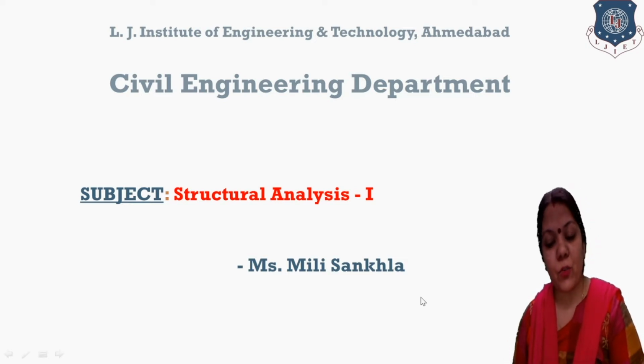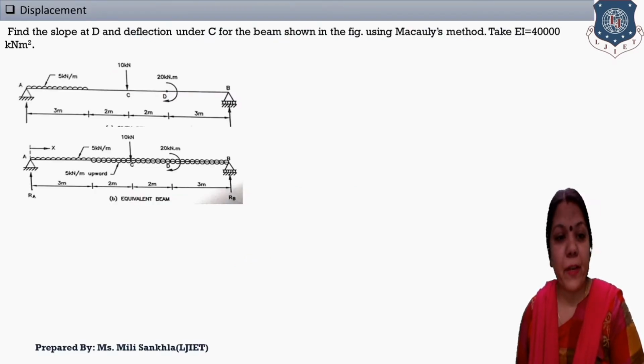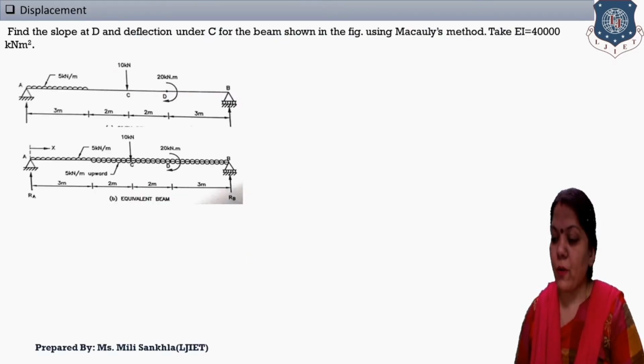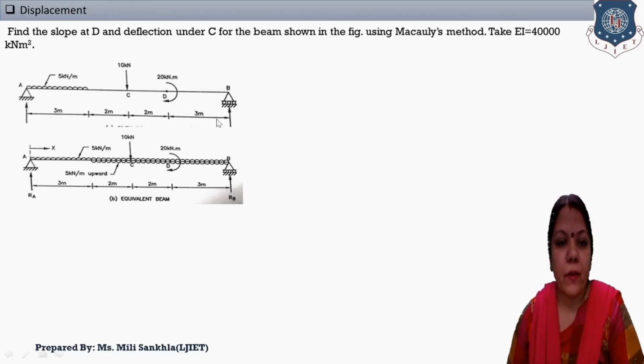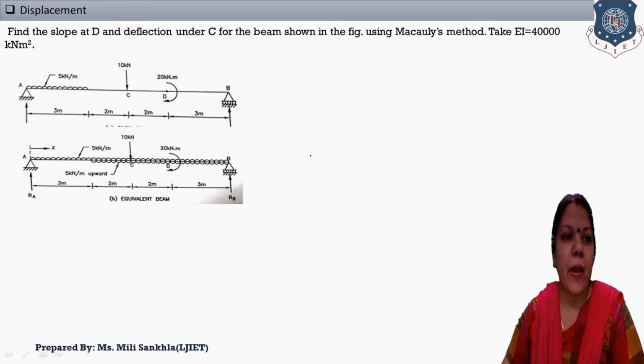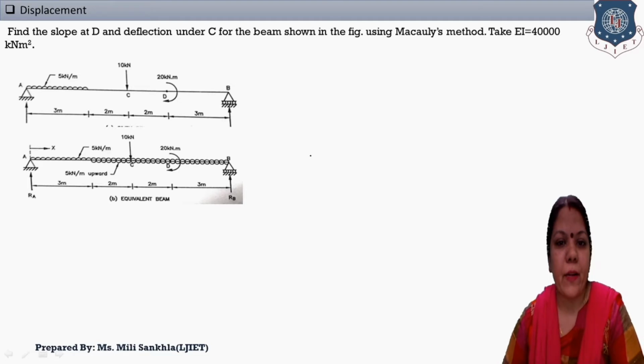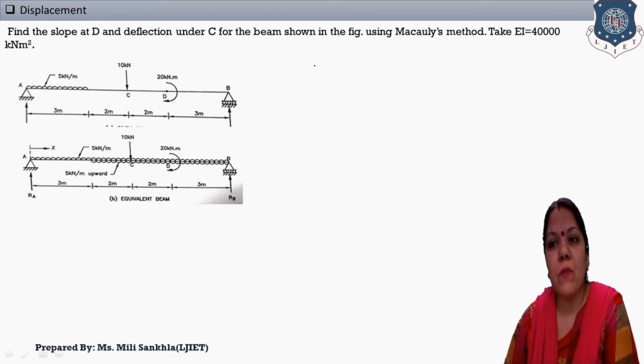We already solved one example. In the next example we solve another type. First of all, read the data properly. What is given in the data? Find the slope and deflection with Macaulay's method. Find the slope at D and the deflection under the point C using Macaulay's method, and EI is given as 40,000 kilonewton meter square.